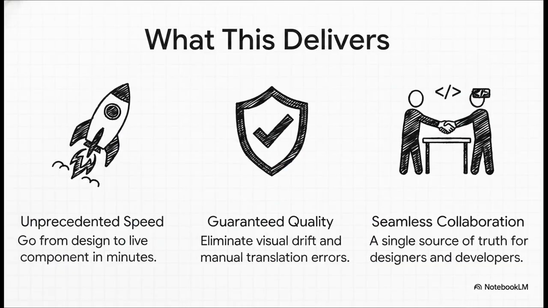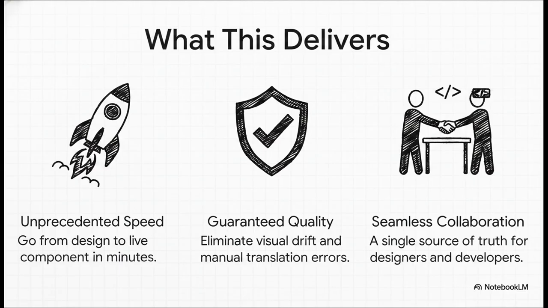So what does a system like this actually deliver to a team? Well, three huge things. First, just incredible speed. You're going from design to a live component in minutes, not weeks. Second, you get guaranteed quality. You're basically designing away the possibility for manual errors and visual bugs.